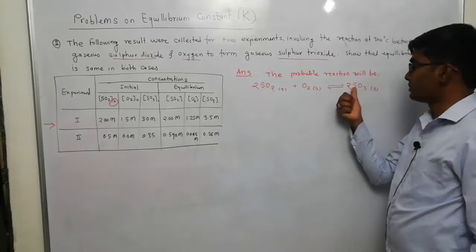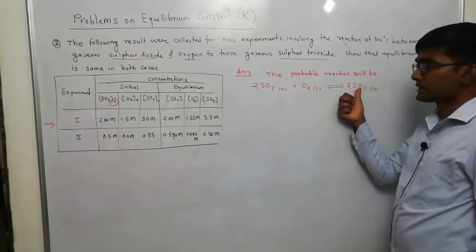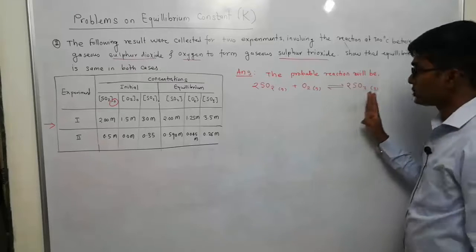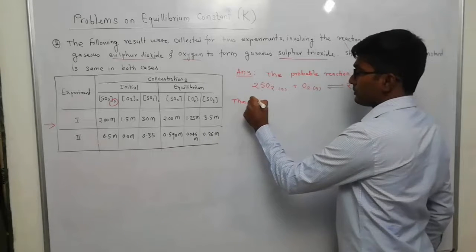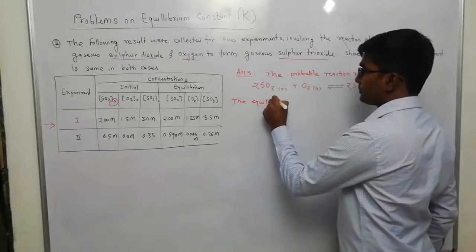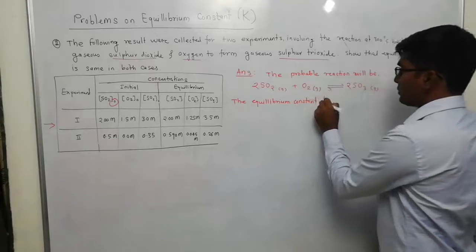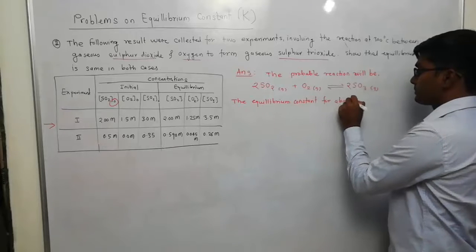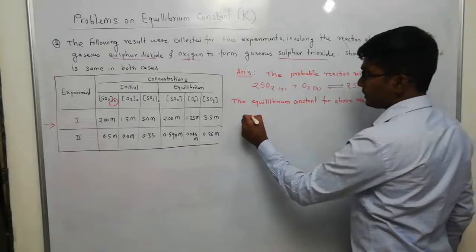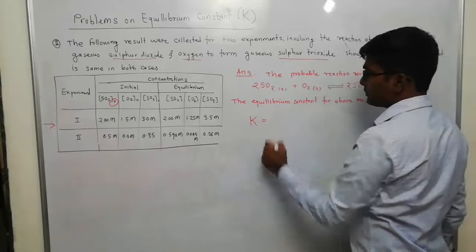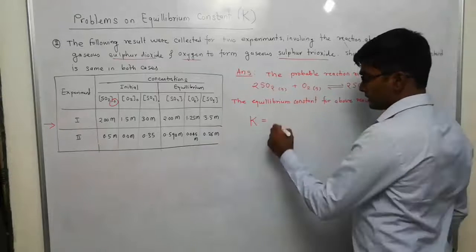2 sulfur, 4 oxygen, 4 plus 2 is 6, and 3 times 2 is 6. Now this reaction is a balanced reaction or a stoichiometric reaction. So let us write the equilibrium constant for the above reaction. What is the formula? Capital K is equal to the concentration of products divided by the concentration of the reactants.